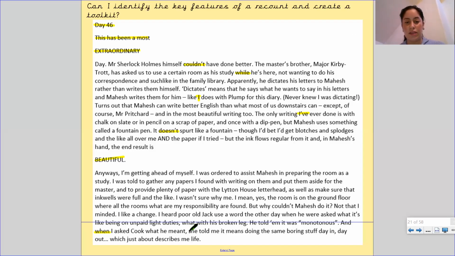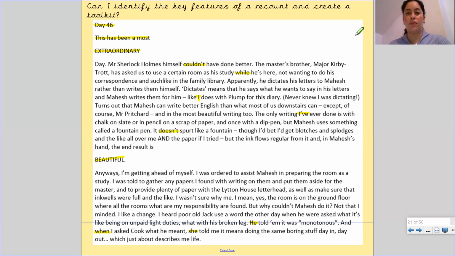Okay, also, what do you notice here? She told me it means doing something. Where else can we spot this kind of language? He told them. So instead of repeating the same name of the person who is speaking, they've used he, she, which are called pronouns, and it avoids repetition instead of saying the same person's name over and over again. Okay, I'm now going to show you a list that we have come up with that includes all the important features of a recount. Have a look and compare it to your own list and add anything that you're missing.